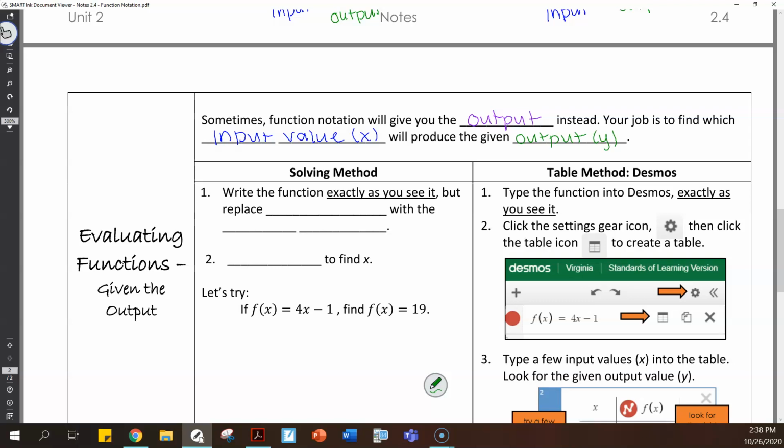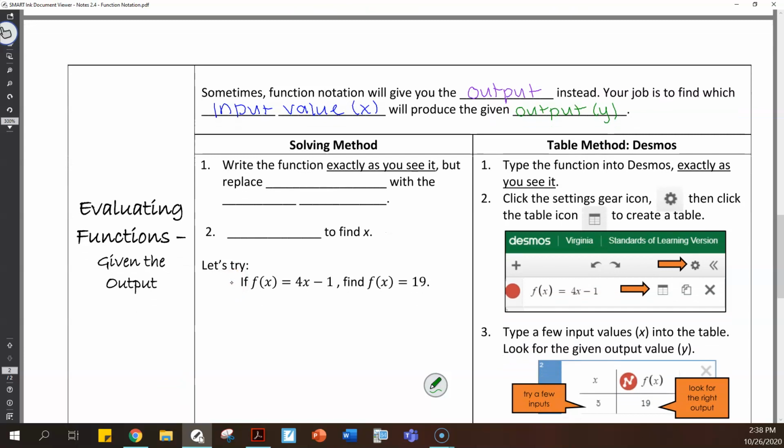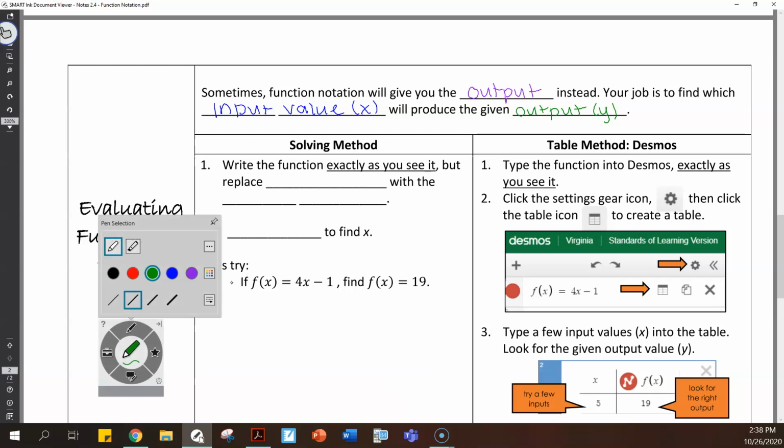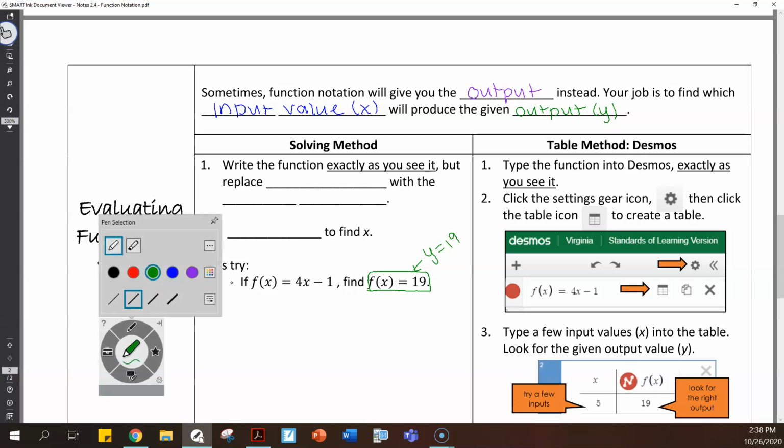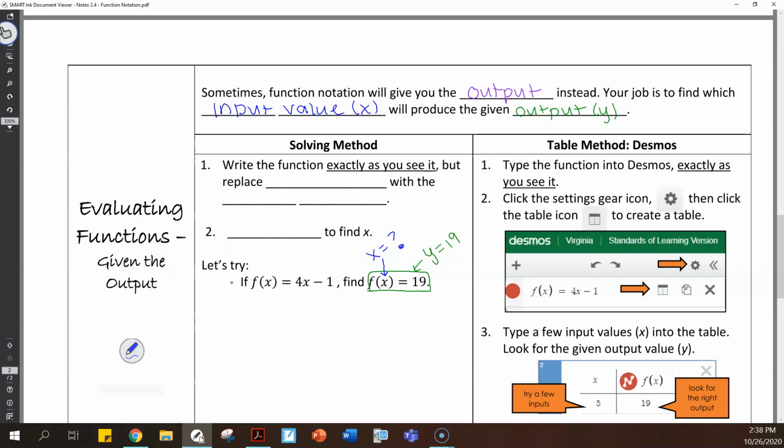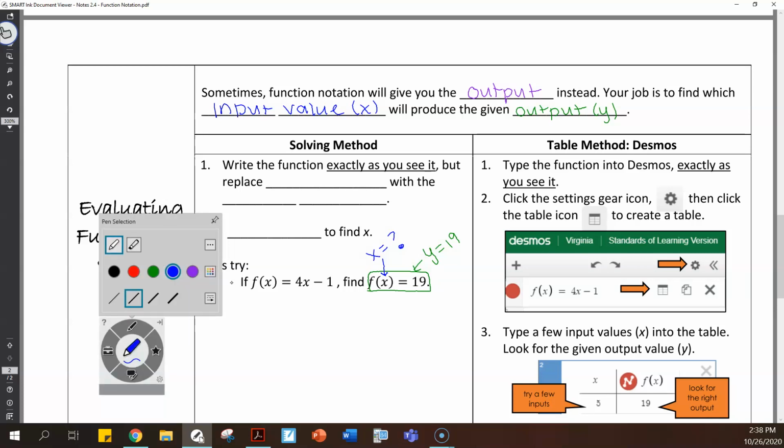Okay? So, like in this example, f of x equals 4x minus 1. They want you to find f of x equals 19. Now, that 19 is not in my parentheses. It is not my input value. So I know my output value, y equals 19. Okay? But I do not know my input value, right? They don't give me one. So that's what I need to find out, is what is my input value if I want my output value to be 19.